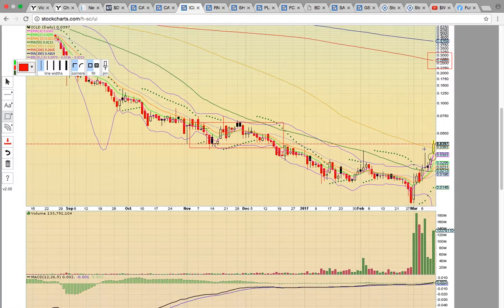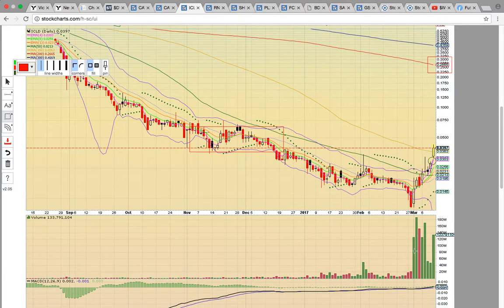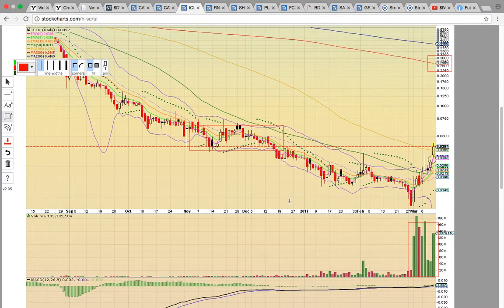So this is a really strong move by ICLD. Notice the giant volume down here, huge volume since it's dropped down to over the counter. This used to trade on the big boards, recently got delisted. This big drop was during the whole delisting process.